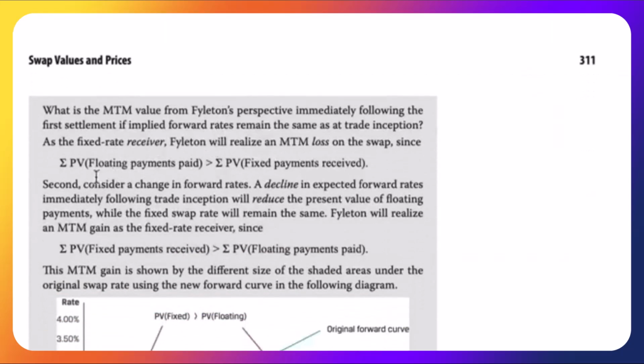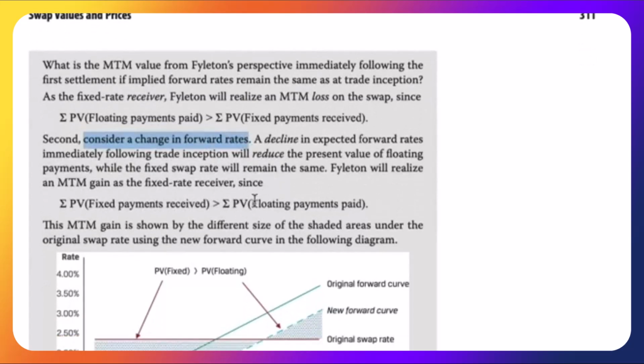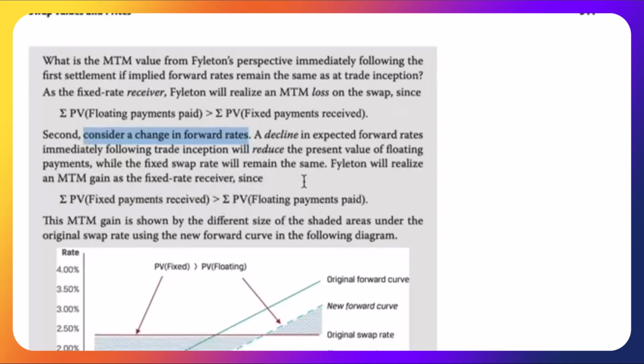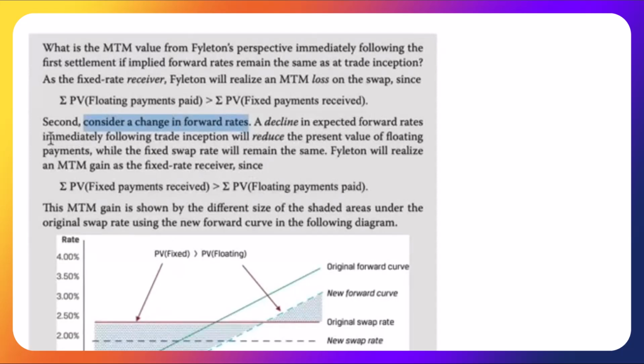All right, second, consider a change in the forward rates. And to do this, we're going to say, let's not have time pass. Let's just change rates so that we can visually separate the two and see the difference. A decline in expected forward rates immediately following trade inception, so no time has passed. A decline will reduce the present value of the floating payments, right? We have lower rates and we have to pay those floating rate payments. Well, if we have to pay less than what we originally agreed to, it must reduce the present value of all those future payments. The fixed swap rate will remain the same.